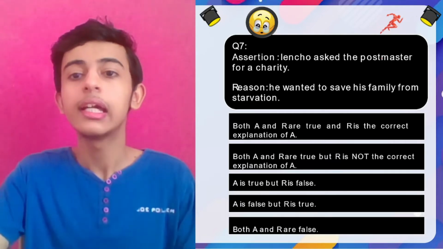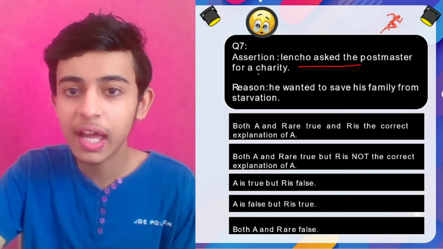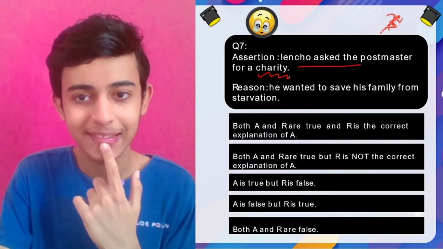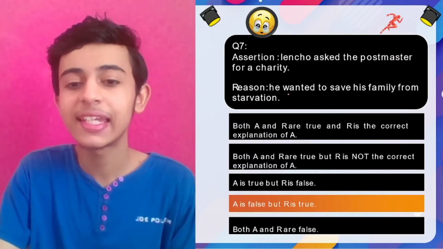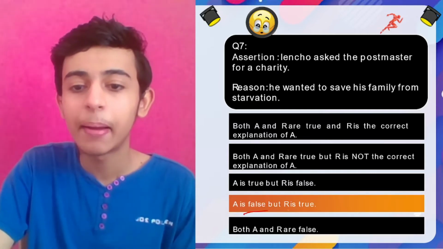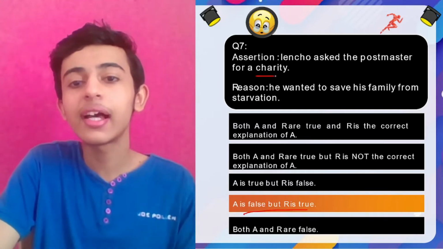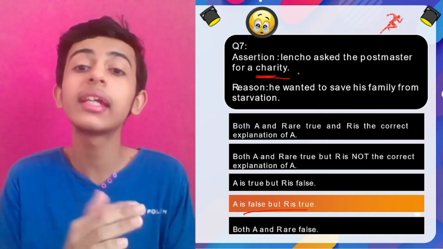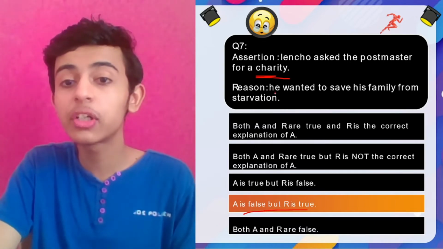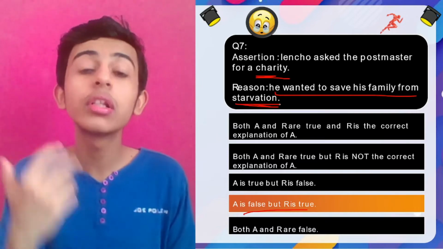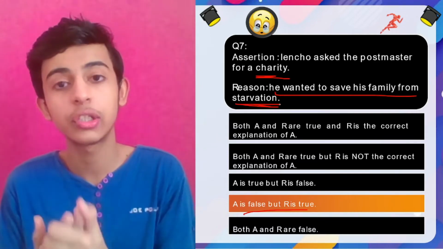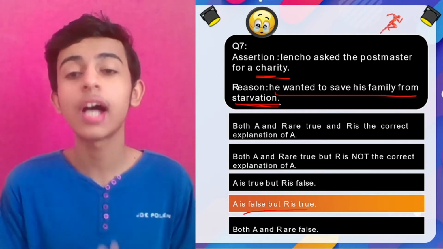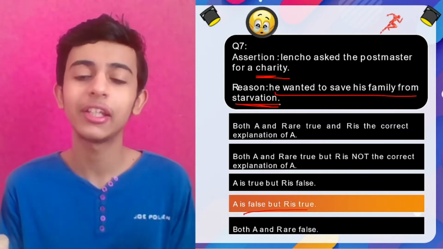So what do you think? Did Lencho ask the postmaster for a charity? Okay, well, I showed you the answer. Yes, the assertion is false and reason is true. He did not ask for the charity. He wrote a letter to God. He actually asked God. He wanted to communicate with God. But reason is true. He wanted to save his family from starvation. And he also said that God would not let his children die of hunger, God would not let his children die or starve, which showed his firm faith in God.